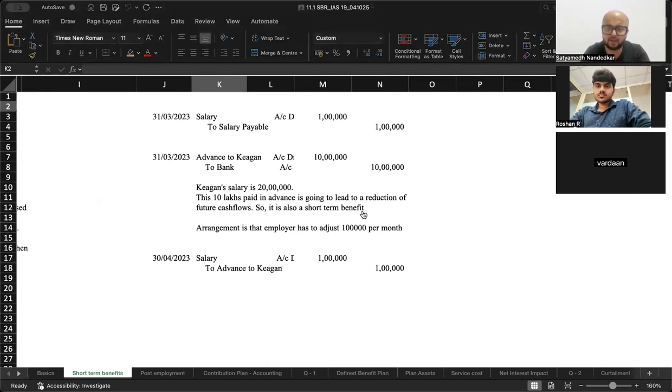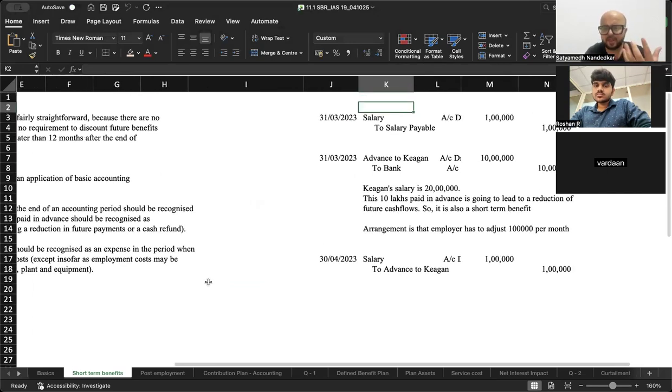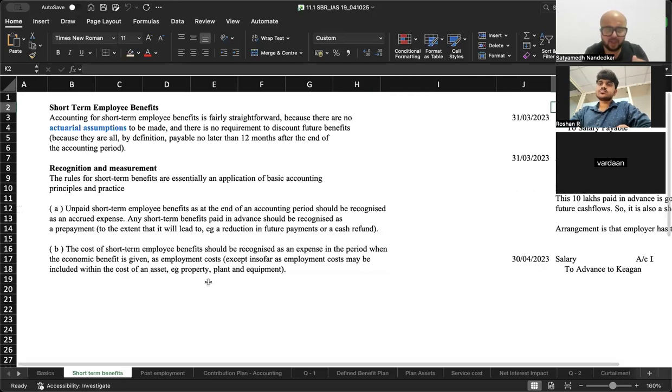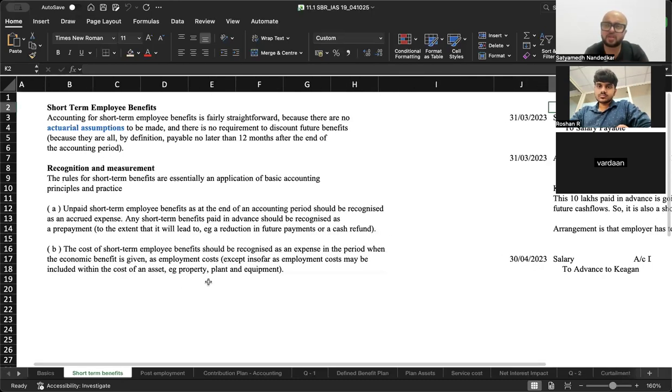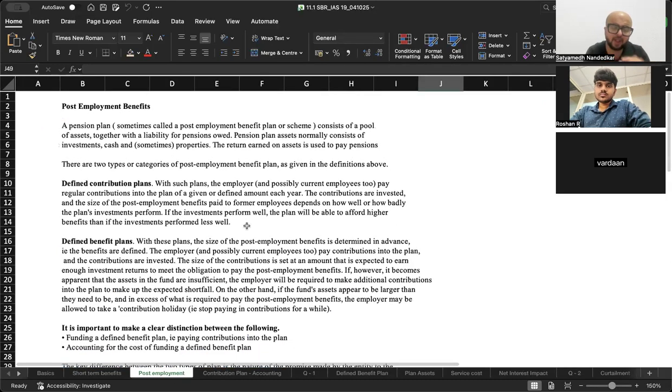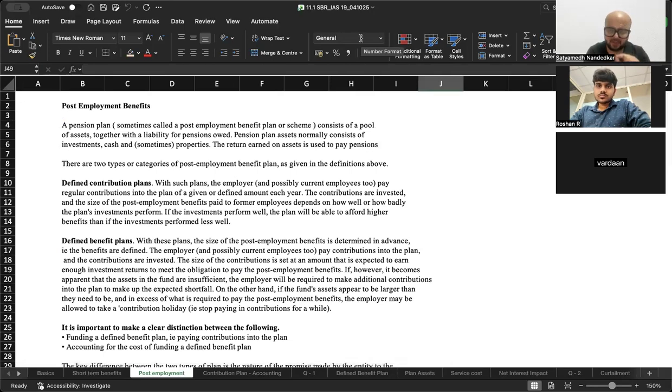Now, along with that, we also have an advance entry. If it is going to be adjusted in the next 12 months, you show it under current assets and then you square it off. And if it is going to be adjusted over a longer duration, then you will have to split it into current and non-current components. The one part that is going to be tested in your SBR exam is not the short-term benefit, because those are standard entries. What they are going to test you on is basically post-employment benefits.